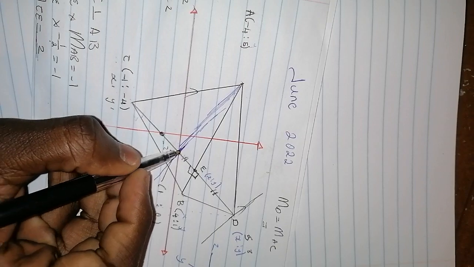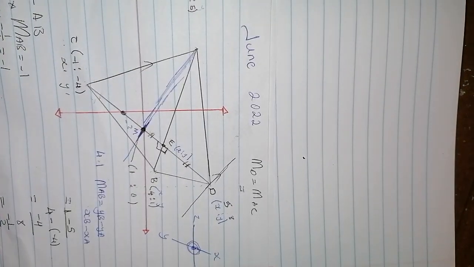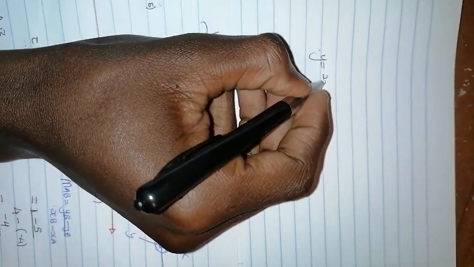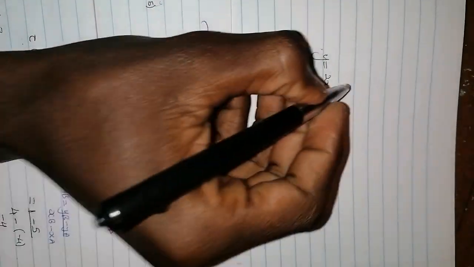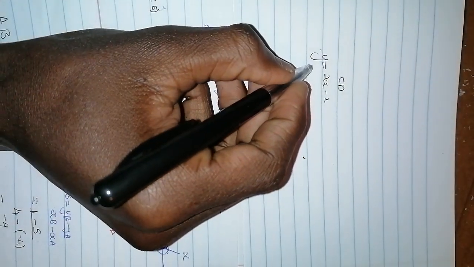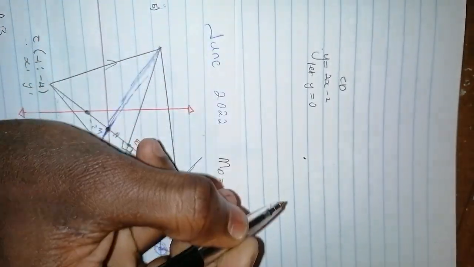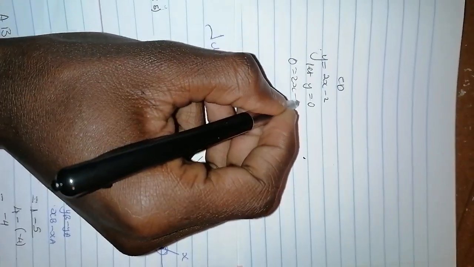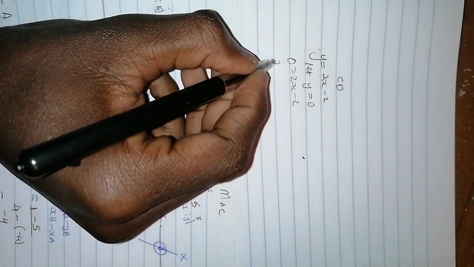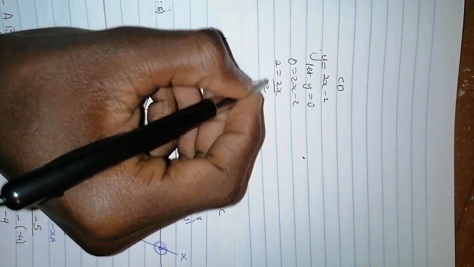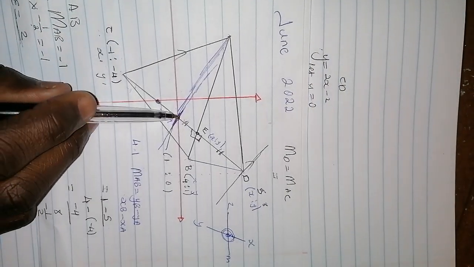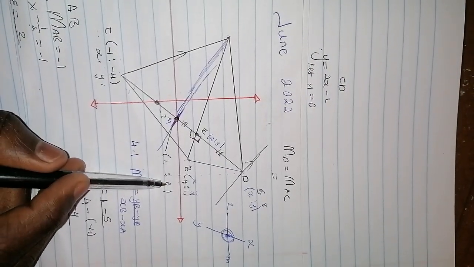Remember from our equation, we had y equals 2x minus 2 for CD. To find the x-intercept for CD, we need to let y be 0. So 0 equals 2x minus 2. We take the 2 to the other side: 2 equals 2x. We divide by 2, so x equals 1. So our x-intercept is (1; 0).